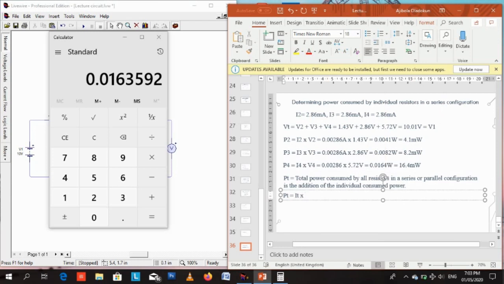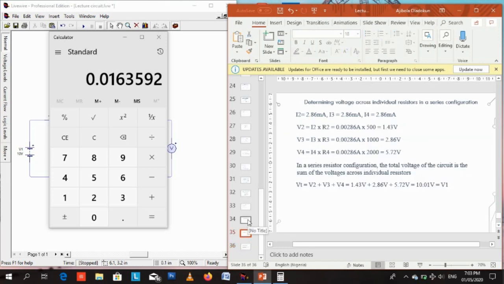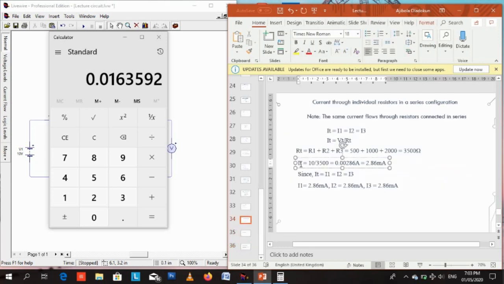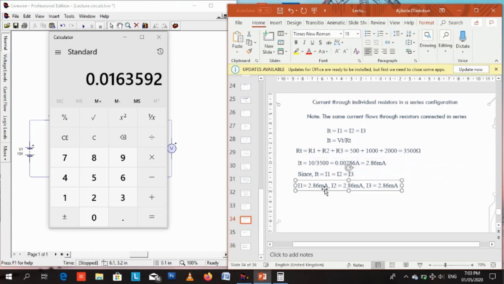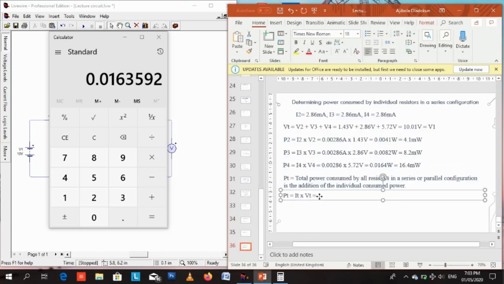or you can get total power by multiplying total current by total voltage. So PT is IT times VT. You can either use this, or you can remember we stated before that IT is I1, is I2, it's the same as I3 for resistors connected in series. So accordingly, IT will be 0.00286 amps, which is the same thing as I2, the same thing as I3, because the same current flows through all resistors connected in series.